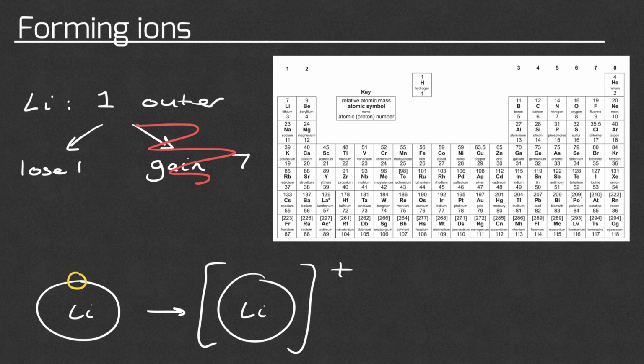We know it's going to lose 1 electron, so we've drawn an after picture showing the lithium without the electron. We know that if we lose electrons, we're going to become positive. We've lost 1 electron, so we're going to have 1 positive charge. So we could write this as Li+.